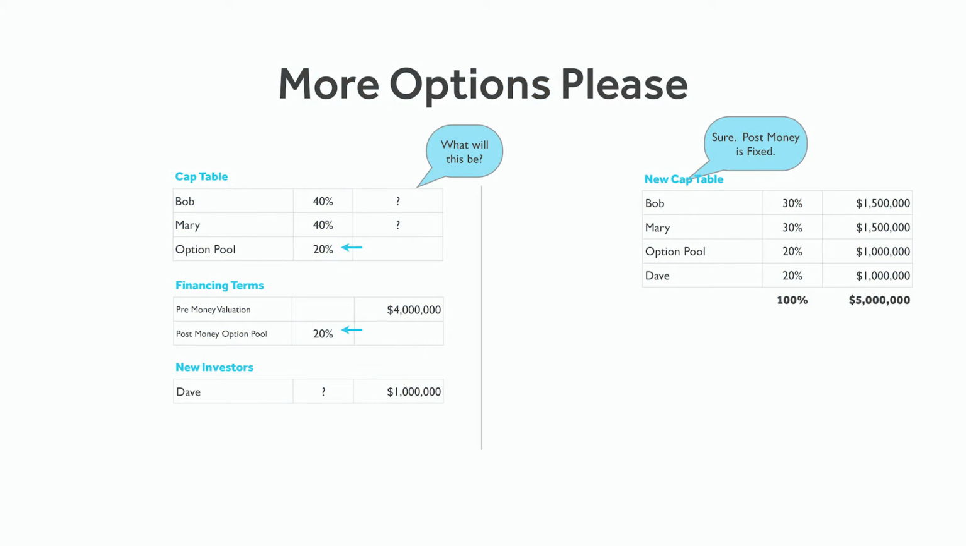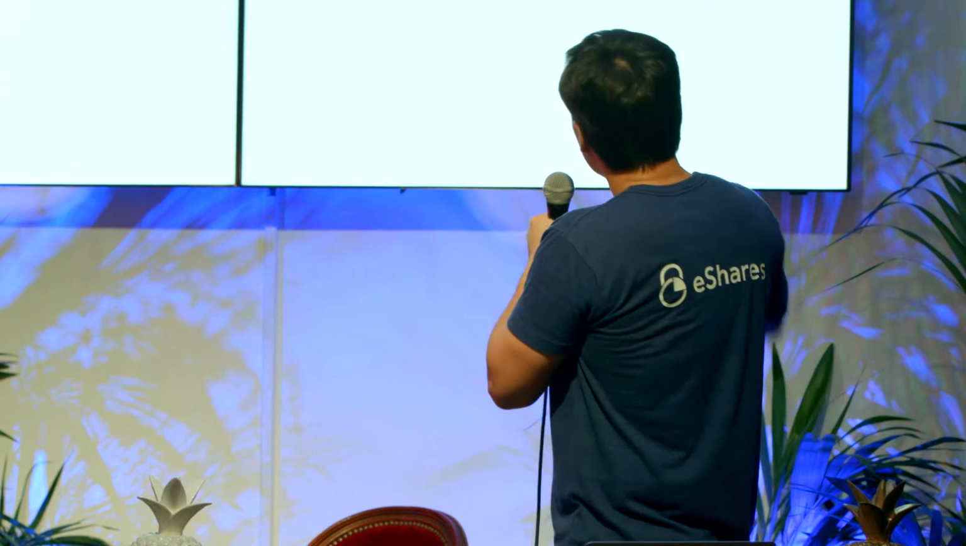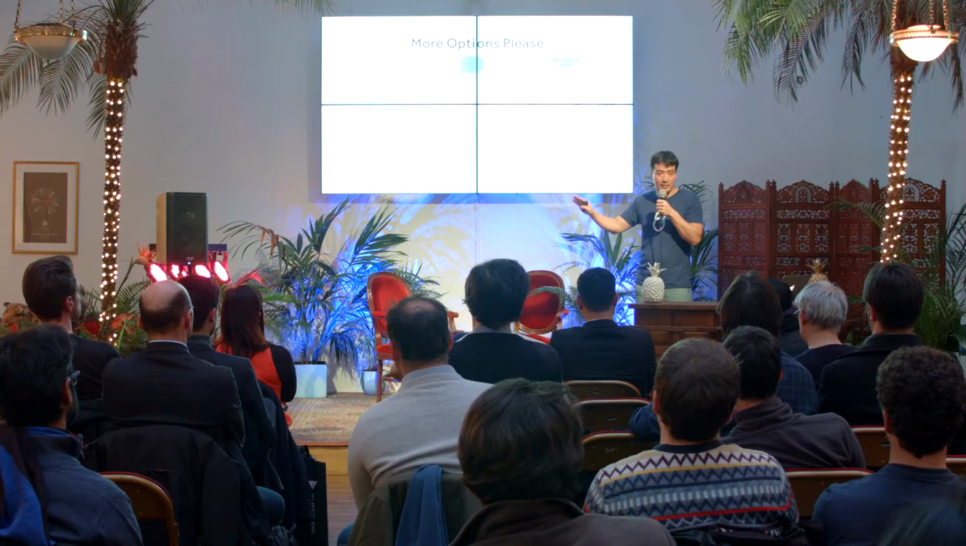But what if instead Dave says, you know what, I don't want a post-money option pool of 16%. I want you to have a post-money of 20%. So Bob and Mary already have a 20%, but they know it gets diluted, and they want a target of a post-money of 20% after the financing. So what that means is this is what the cap table looks like. Bob and Mary own 30%. The option pool is worth 20% or $1 million, and Dave keeps his 20% for $1 million for 20%. You notice it's no different than when Bob and Mary didn't have an option pool. It's exactly the same after the financing.